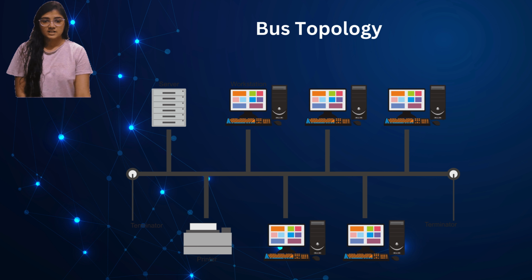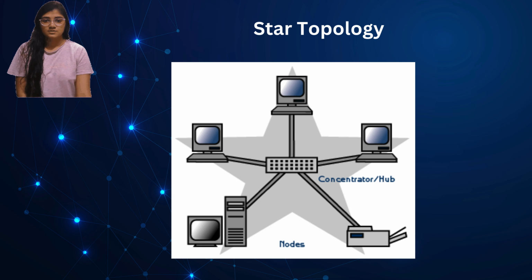Data travels in both directions on a single channel, like cars on a one lane road. This can be slow and inefficient for large networks. Second, ring logical topology. Data travels in one direction on a closed loop, similar to the physical ring topology.